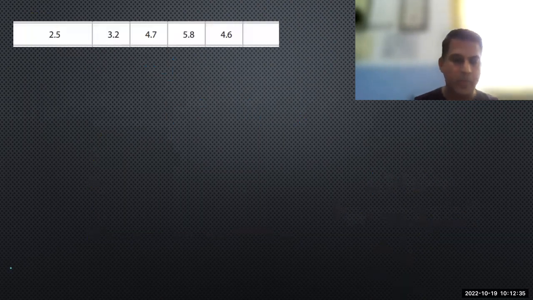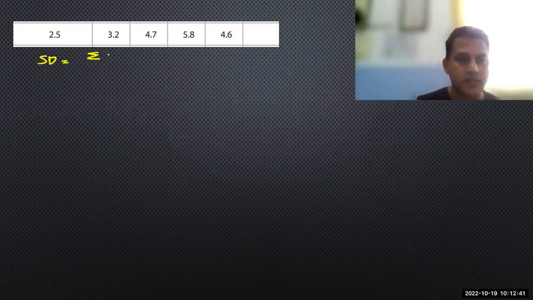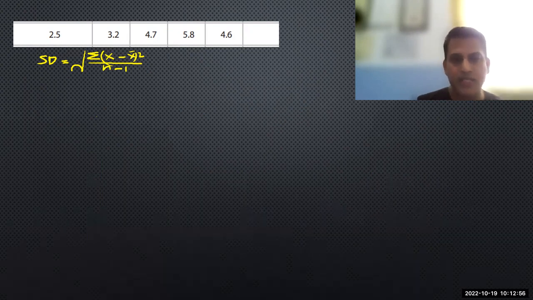Okay, let's calculate. Standard deviation equals the square root of sigma (x minus x bar) squared divided by n minus 1. x is the value of the data, x bar is the mean value, n is the sample number. So I can write the numbers now.